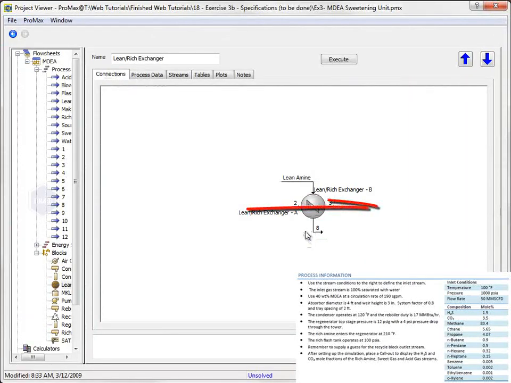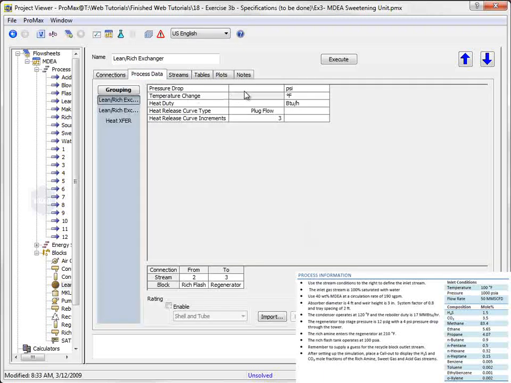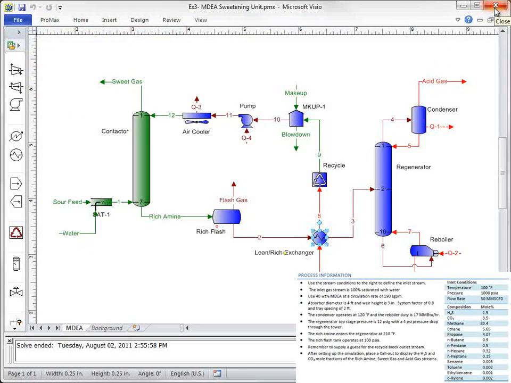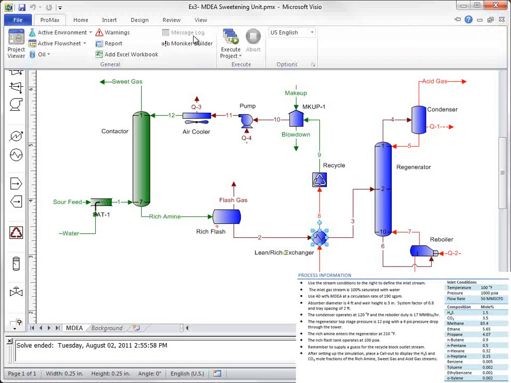Since this is a two-sided exchanger, there are two process sides, most likely a shell and a tube set, that will each have an associated pressure drop. I'll use 5 psi for each. This is set within the exchanger process data tab, here for side A and here for side B. We can now solve everything in the project, excluding the regenerator and its add-ons, the condenser and reboiler.